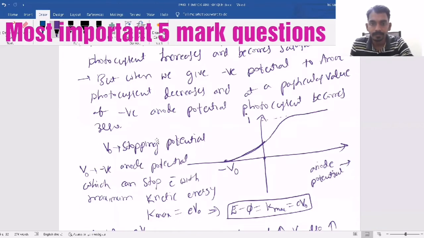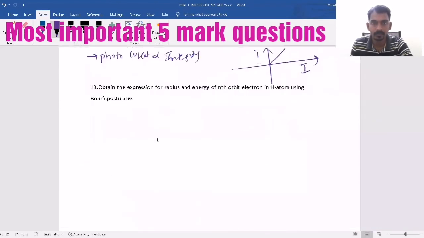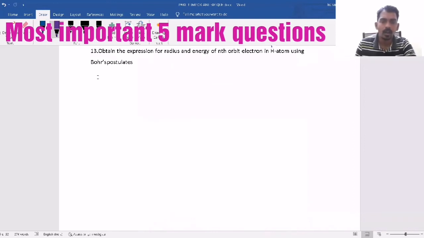So now the next question is: obtain the expression for radius and energy of nth orbit electron in hydrogen atom using Bohr's postulates. Now the very first thing to understand this question, let's write down Bohr's postulates.